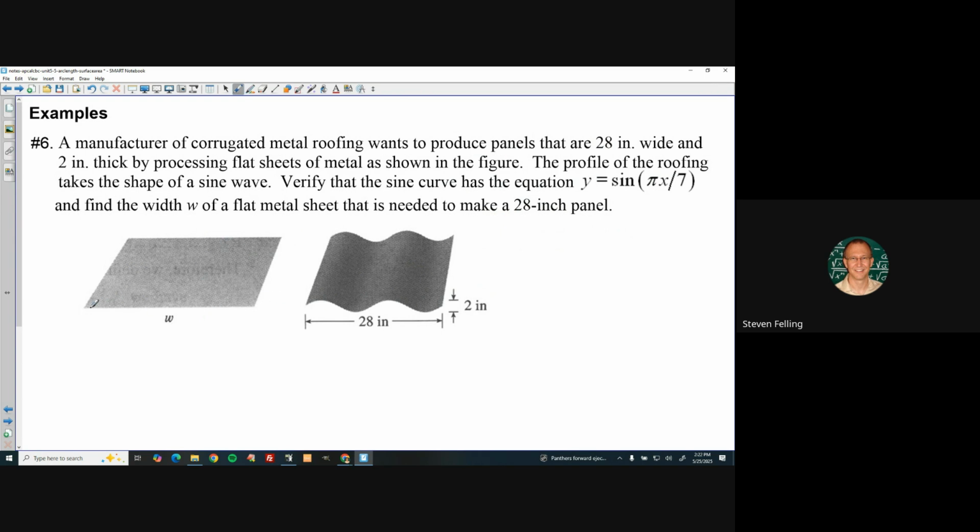So this length here, this width, is actually the arc length along the surface. So if we could come up with a function here, that means we could put a coordinate system on here and say, this is x, this is y. This is going to be from x equals 0 to x equals 28. But we want the arc length to be the longer thing so that we get this sine function. And they're saying that this is sine of pi x over 7. So we can verify that with a calculator.